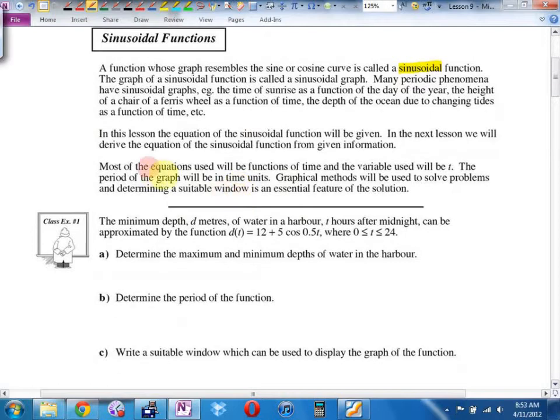Most often, the equations used will be functions of time. So the x variable, Shannon, won't be an x. It'll be an x on our calculator. It'll be a t in real life. F of t. The period of the graph will be the time units. Graphical methods will be used to solve problems, and determining a suitable window is an essential feature of this solution.